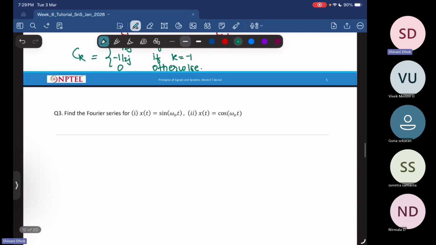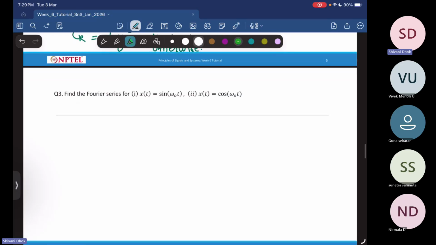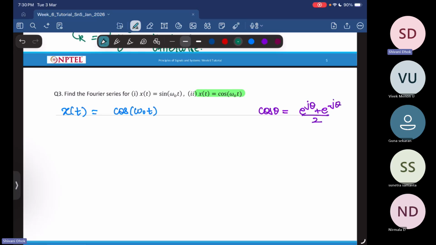Okay, so let's do the same thing for the second part, which is cos of omega naught t. So your x of t is cos of omega naught t. For this, we'll use cos of theta equal to e power j theta plus e power minus j theta, divided by 2. So this becomes e power j omega naught t plus e power minus j omega naught t, by 2.